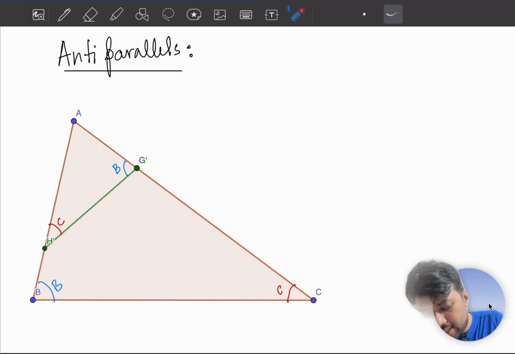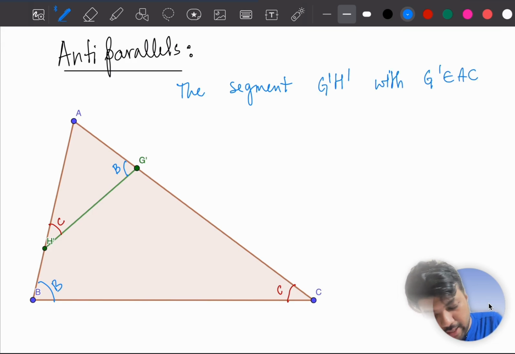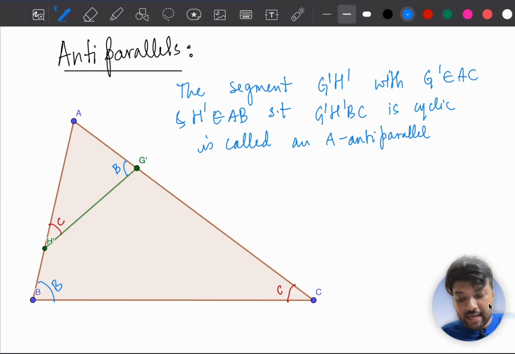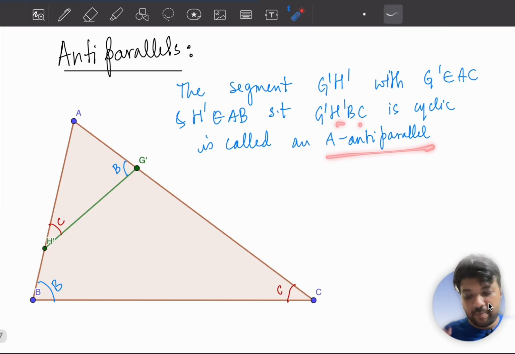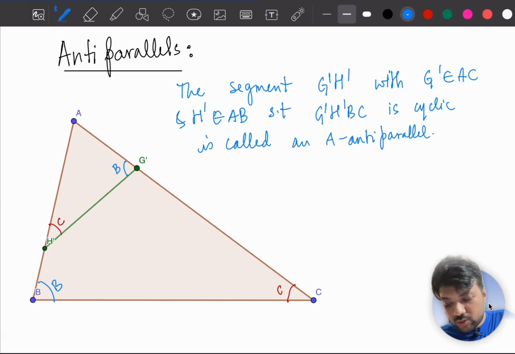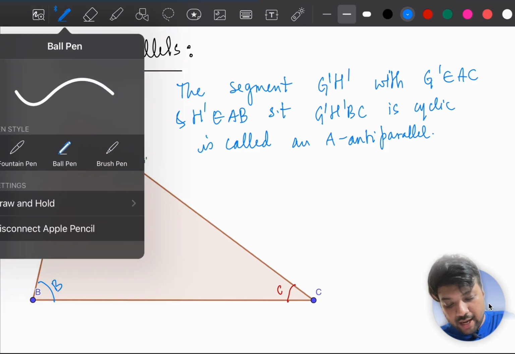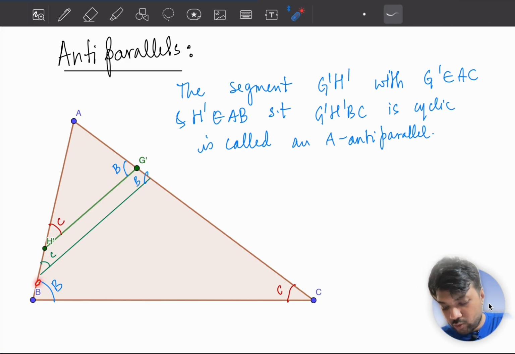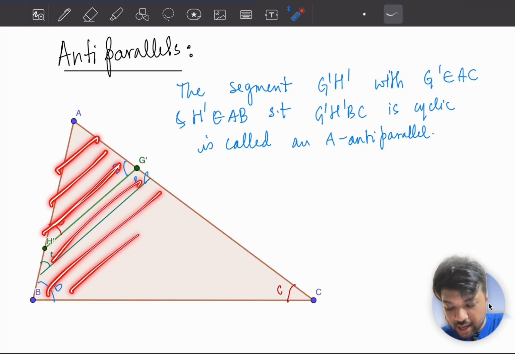Okay, so basically the cyclicity you can consider is with BC, so this is an A-antiparallel. All right, so one of the nice things to notice is that if you try to draw all the A-antiparallels, they are actually parallel to each other, because if you draw another A-antiparallel, by this condition this angle should be C and this angle should be B, but then these would become corresponding angles, and therefore you have these two lines which are parallel. So the locus of all the A-antiparallels is a bunch of parallel line segments. Okay, so that's what A-antiparallels are.